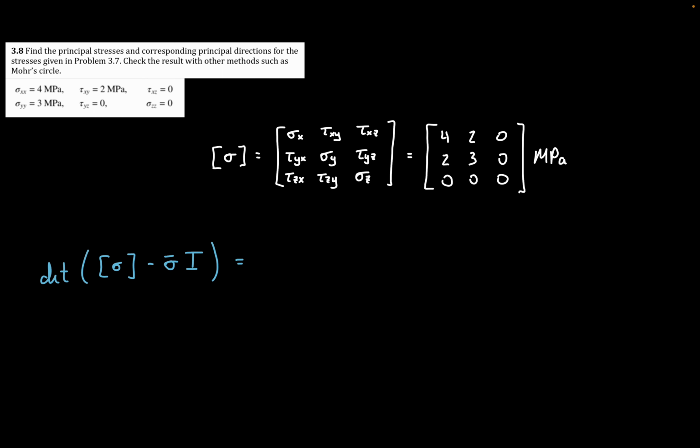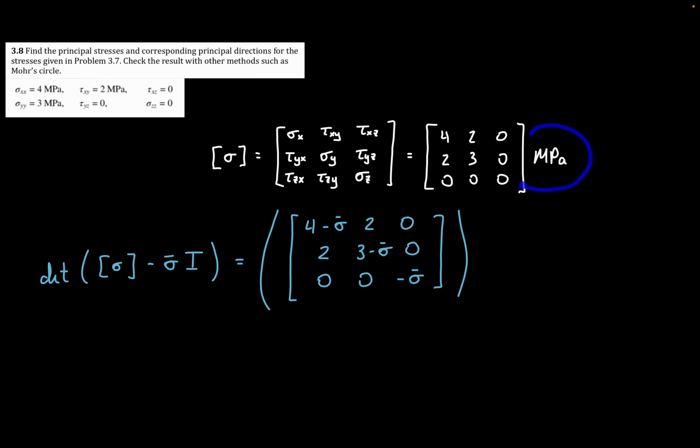And then what we can do is essentially start plugging stuff in. So we'll have 4 minus sigma bar, 2, 0. We'll have 2, and then 3 minus sigma bar, and then 0, and 0, 0, and minus sigma bar. Now, I'm going to leave out the units for megapascals, I know, but I'll put them back later. So we have that in the correct terms. And then we'll essentially set our determinant equal to 0.